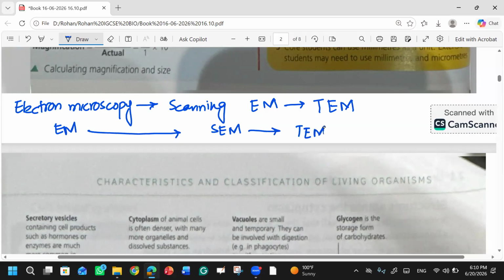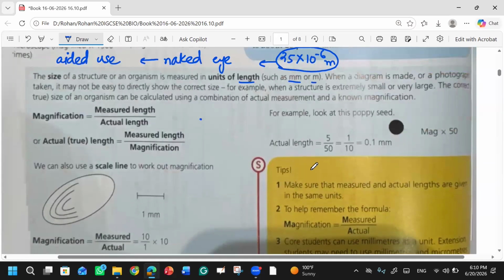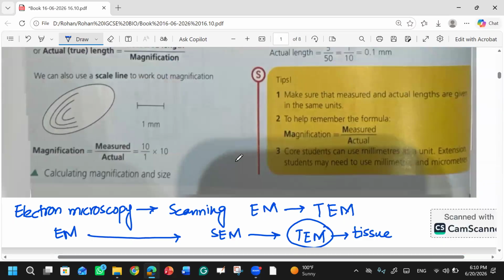So you can use these advanced microscopic tools. By this you can even check what is inside the tissues, what is inside the cell, what the things and the components are. You can check all those things by using these microscopes.